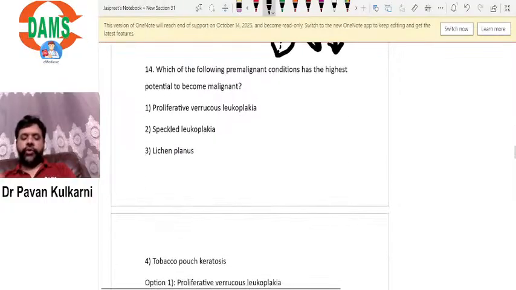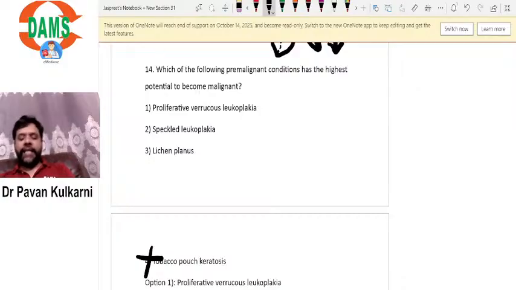Let us move on to the next question. Which of the following pre-malignant conditions has the highest potential to become malignant? Basically there are 4 options here: PVL, speckled leukoplakia, lichen planus, tobacco pouch keratosis. First of all, tobacco pouch keratosis I'll rule out because this is not pre-malignant at all.